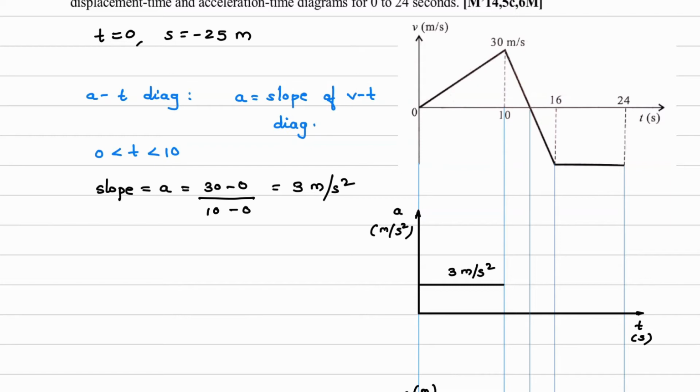Now what is the second time interval? We'll consider this line, 30 to minus 30. This will be for the time period 10 to 16. So when time is 10 to 16, in this case acceleration is equal to slope.